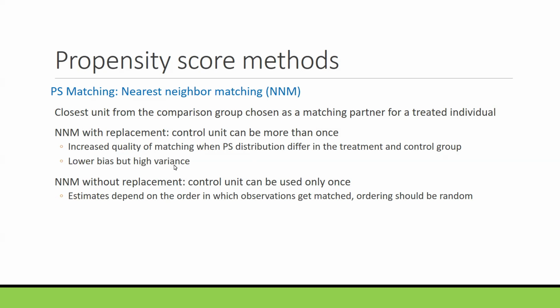It also lowers the bias, but it has high variance. So you have to think, do you want to reduce the bias and induce variance, or do you want to reduce variance and induce bias? That decides whether to choose nearest neighbor matching with replacement or without replacement. When we say without replacement, it is about when we have one control for each treated unit, when we have only one control.